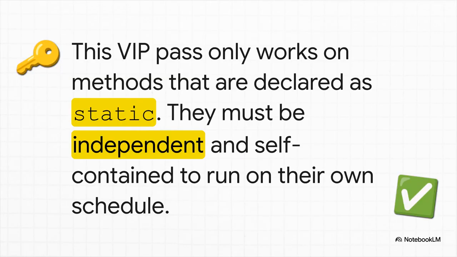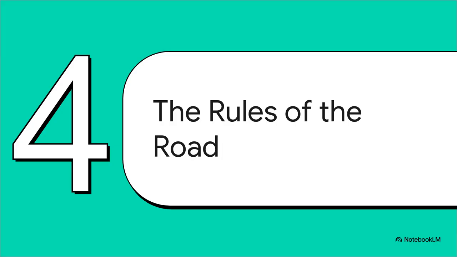Now, there is one really important catch. This VIP pass, it only works for methods that are static. And all that means is that the method can't be tied to a specific instance of an object. It needs to be able to stand on its own, you know? It has to be self-contained so Salesforce can just pick it up and run it whenever, without needing any other context.